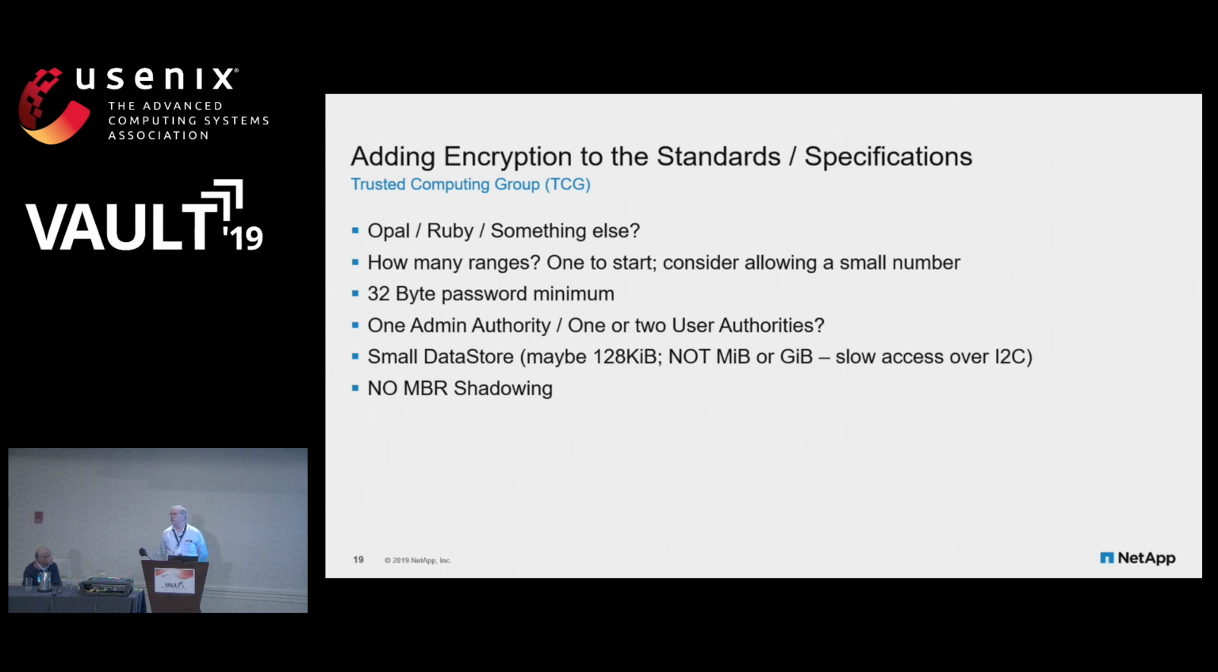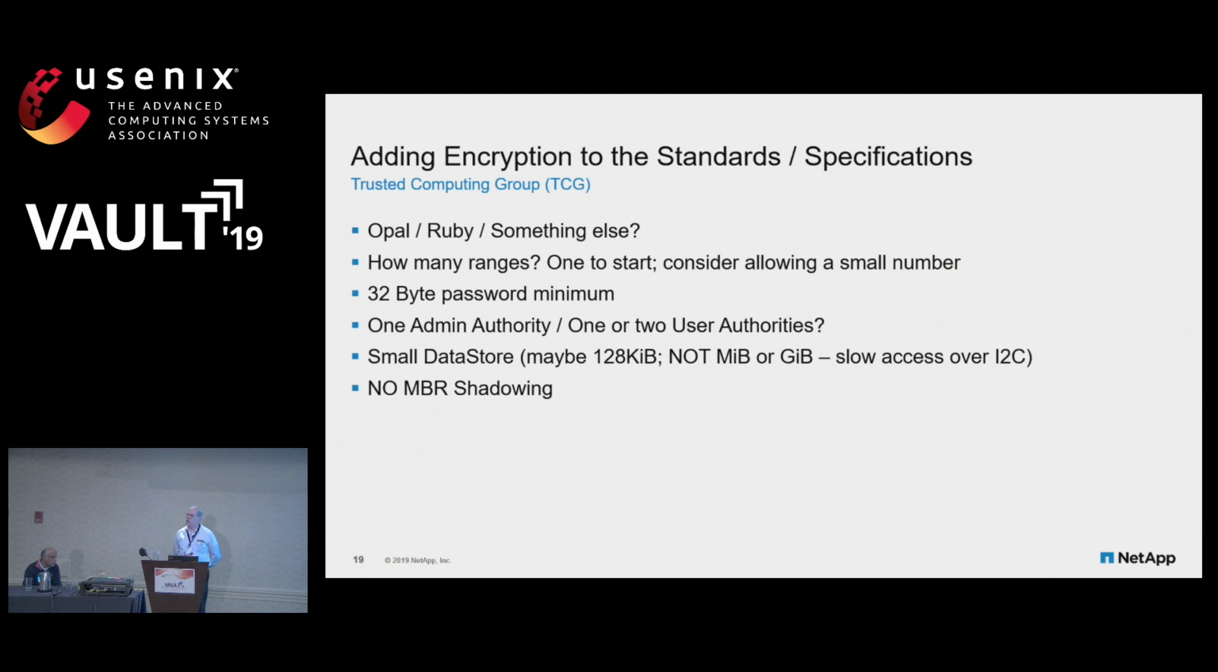So we believe there's going to be a subset of one of those because we've got a few things that are different. We don't need as many ranges for NVDIMMs as they have on hard drives. So is it just going to be one range, or maybe two, maybe four? We don't expect it will ever be any more than that. We're not sure that it will even be more than one range. We do know that we want a 32-byte password to be the minimum.